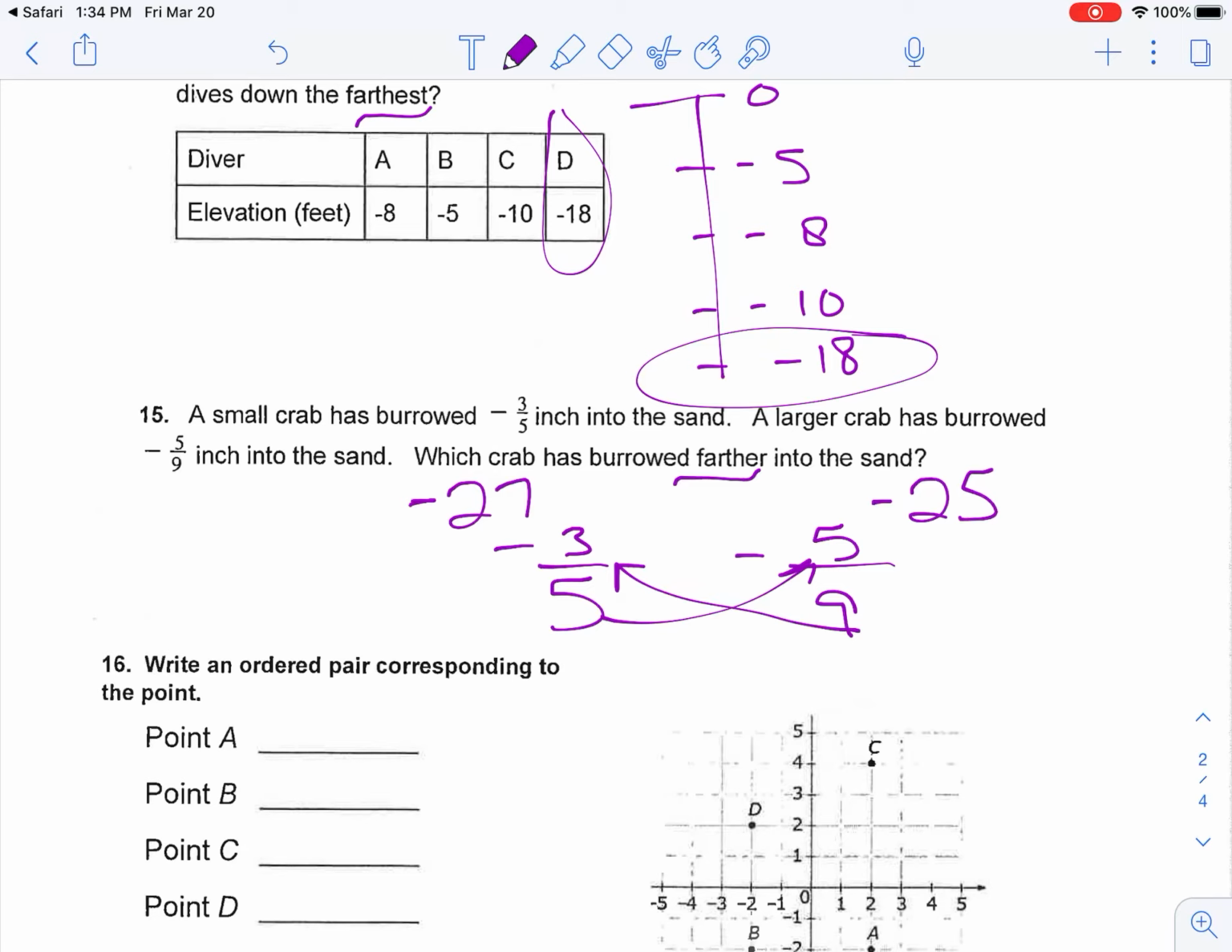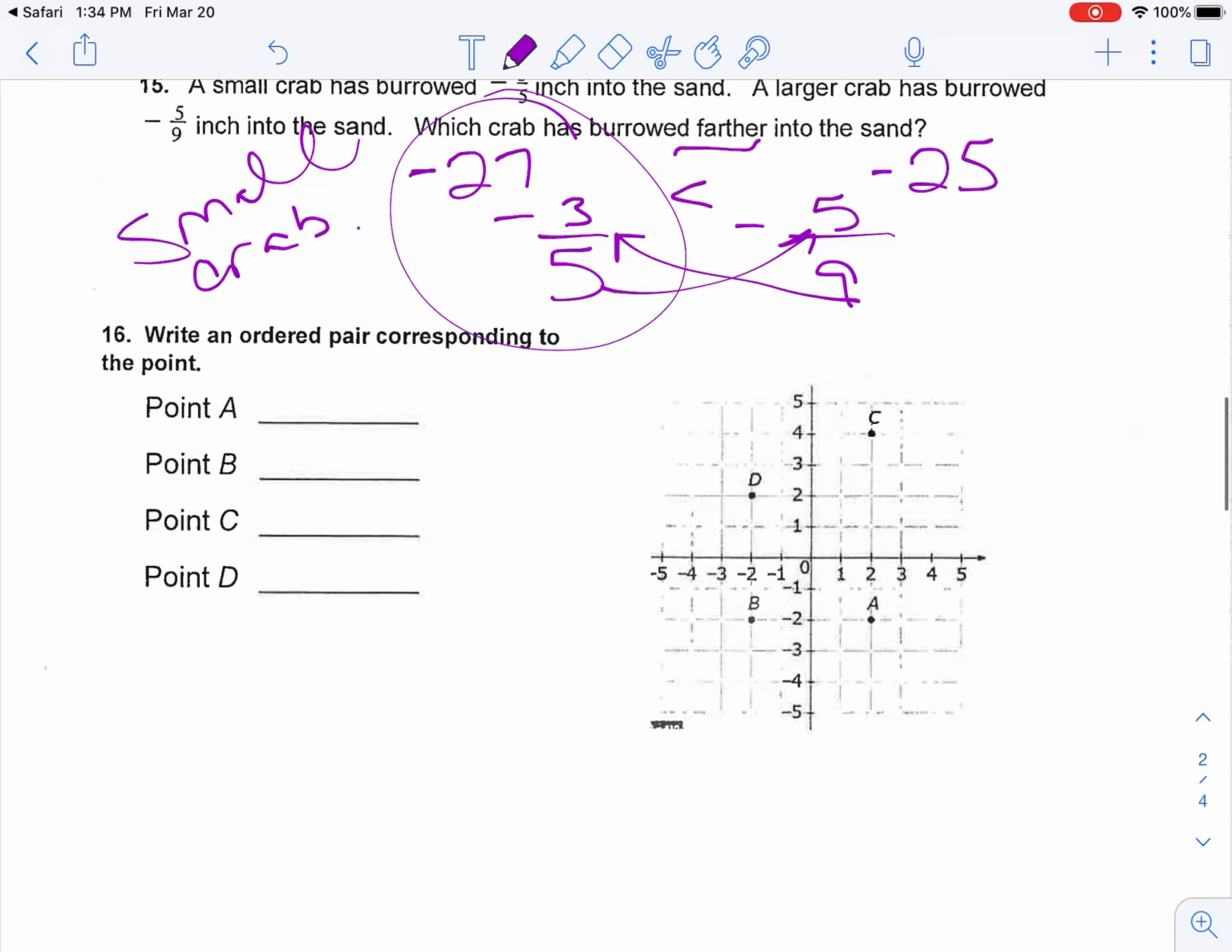So now when I am thinking about which crab has burrowed further, deeper into the sand, negative 27 is further to the left on the number line, or it's going to be deeper. On our vertical number line, it's going to be further down. So this one is further down. Negative 3/5 would be the small crab.